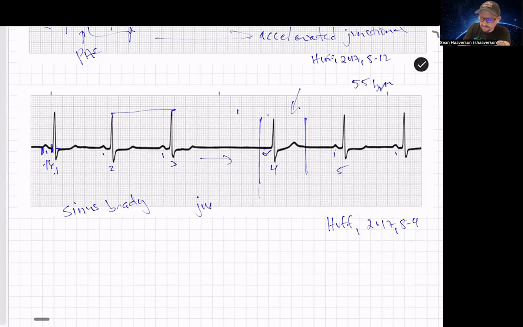Again, we've got our rate less than 60. The SA node was working with these first complexes. So SA node, right, sinus. And then we have a pause where the AV node was waiting to get the SA node signal and it didn't come. So this is the AV node taking over. This is the AV node making a secondary pacemaker. So this is one beat. So it's going to be a junctional escape complex, junctional escape beat.